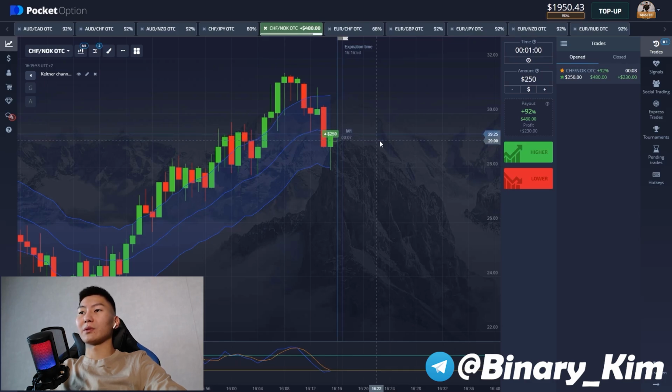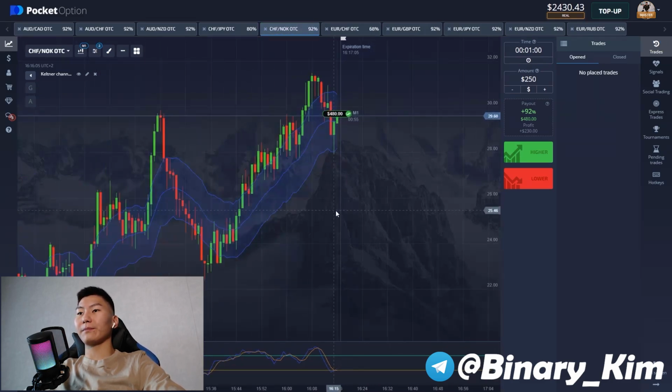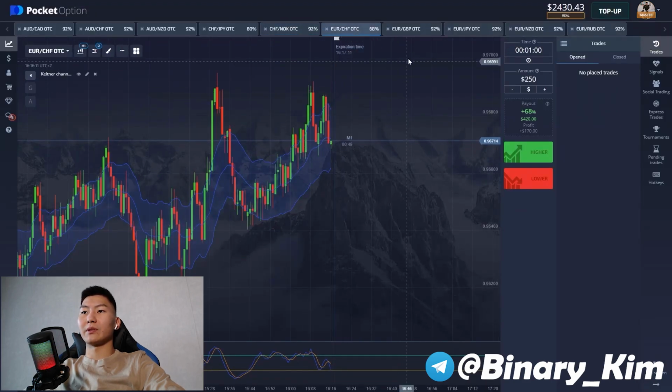The support zone is playing out right now. We also see the reversal on the stochastic. There are literally 5 seconds before closing. And yes, our position is in profit. No big deal, guys.